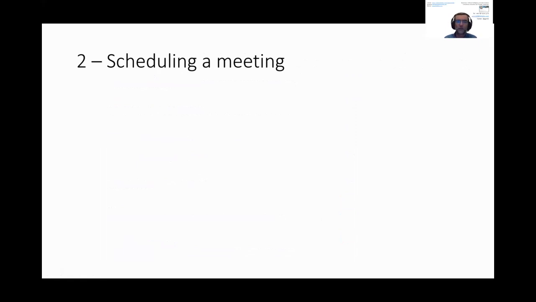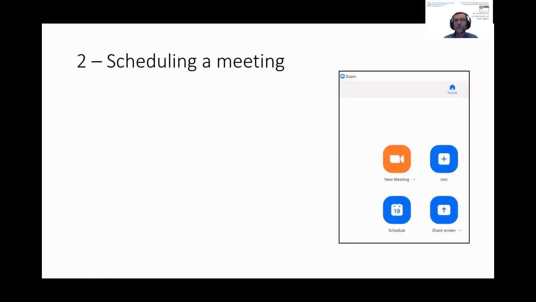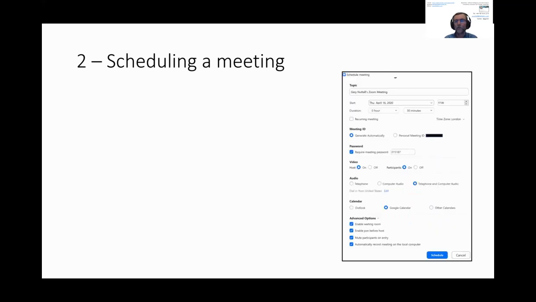Now let's take a look at when we actually schedule a meeting, what we need to set up. And to do this, we go to the initial Zoom screen, and there's the schedule icon there, which we click on. And when that comes up, we get our window that pops up with various parameters and options. What I always do to begin with is I give the meeting a meaningful topic name.